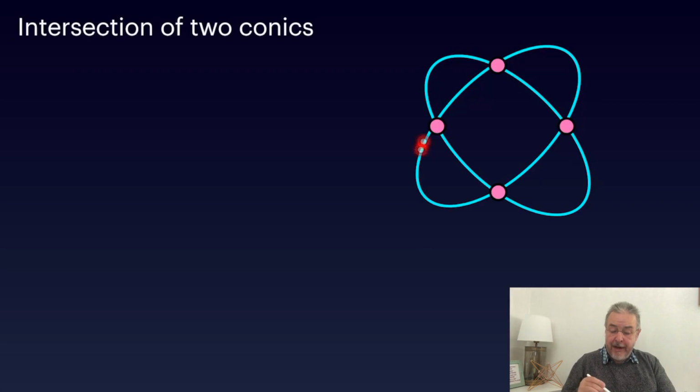So assume you are given two conics, and let's assume they have matrices A and B, both of them symmetric. How do we get the 4 point of intersections?